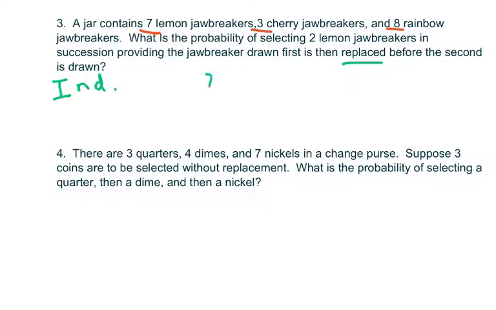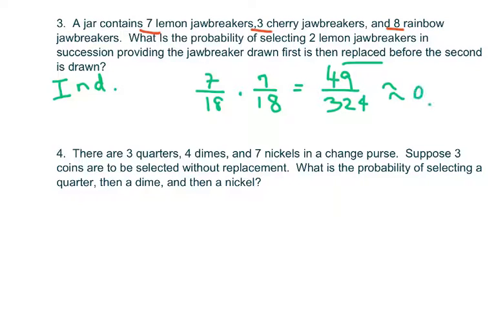So we have 7 over 18 times, since it's replaced, we can get 7 over 18 again. Multiply that across, you should get 49 over 324, or approximately 0.151. Okay?